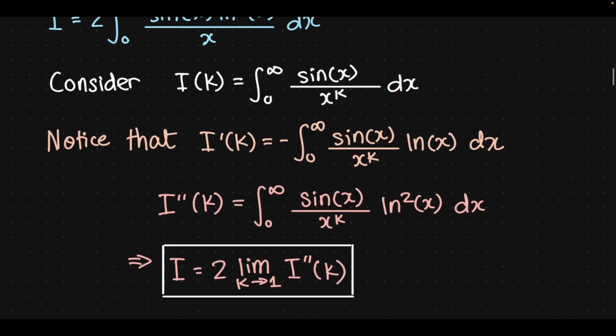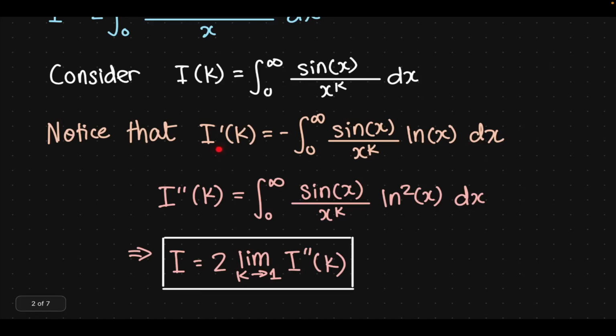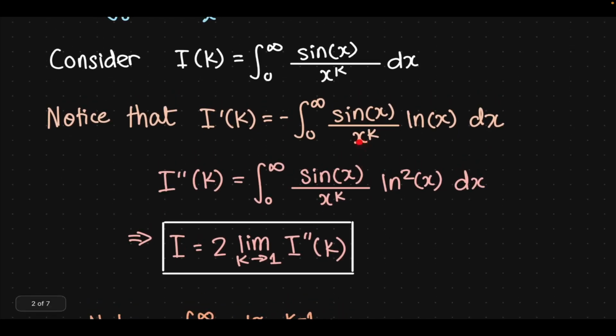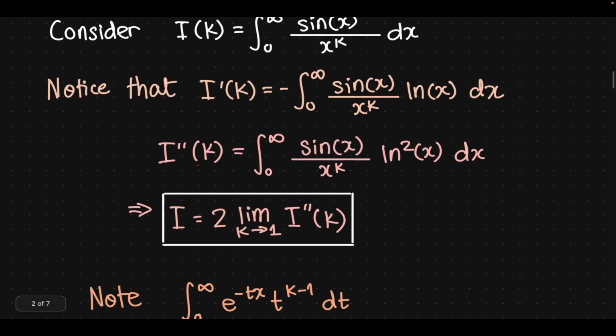Now notice that, and this is the point I was talking about, I prime of k is minus the integral from 0 to infinity of sine of x over x to the k, times ln x, dx. So you get a minus from the exponential being in the denominator and the natural log. Now with two derivatives the minus disappears: the integral from 0 to infinity of sine of x over x to the k, times ln squared of x, dx.